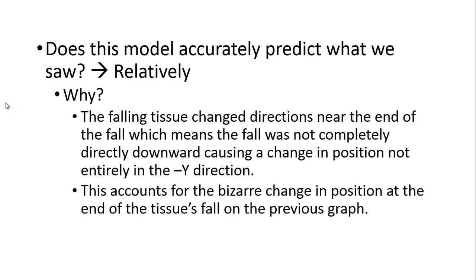Does this model accurately predict what we saw? The answer is relatively. Why, you might ask? The falling tissue is changing directions near the end of its path due to the drag force. This causes a slight change of position that is not entirely in the y direction, causing this tail that you see at the end of the graph.